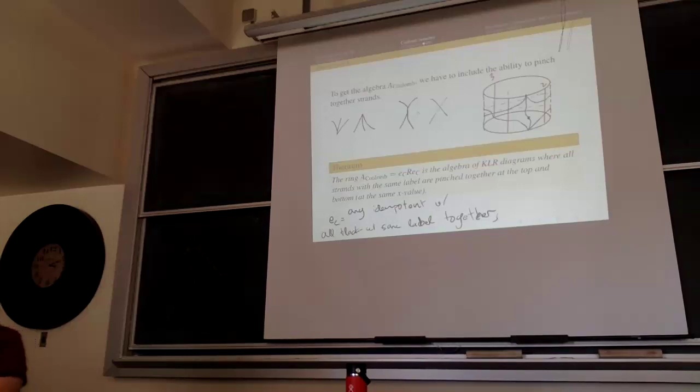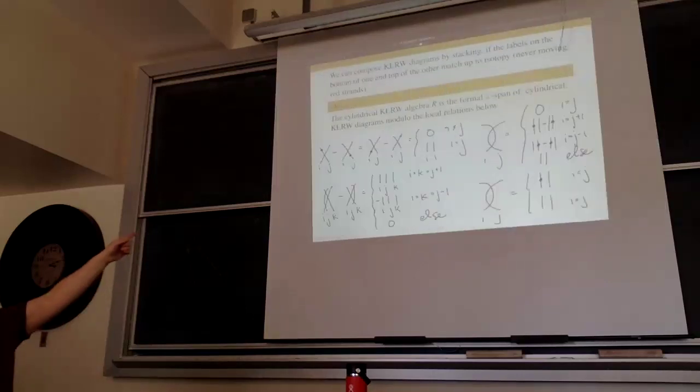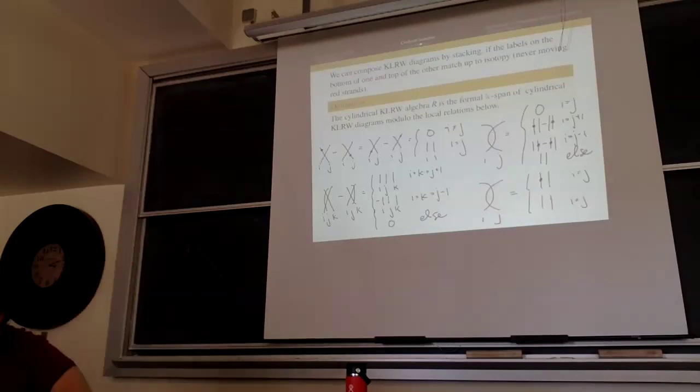So when I have n strands with the same label together, then I have a consistent set of relations. They're the Nil-Hecke relations. So it's basically these relations, the relations of the Nil-Hecke algebra. And the Nil-Hecke algebra is a matrix algebra. Yeah, exactly.